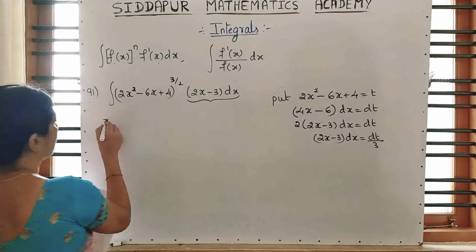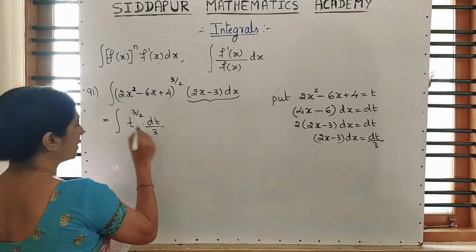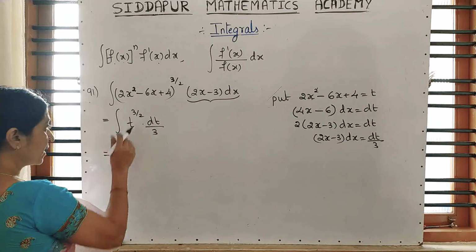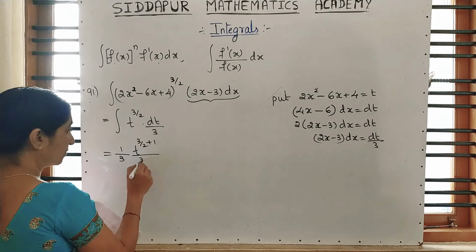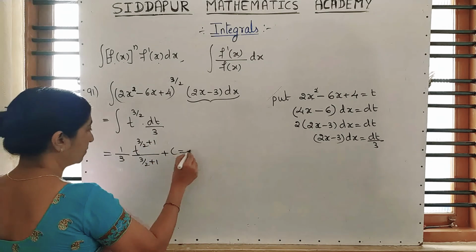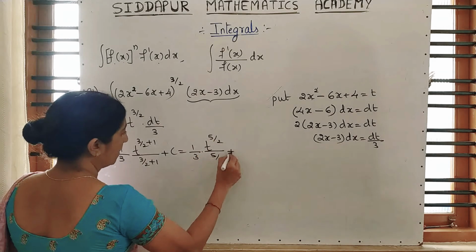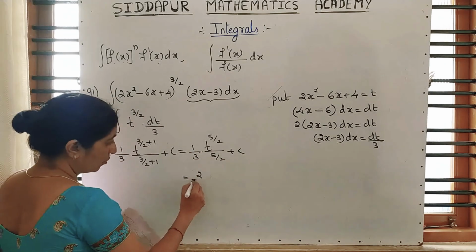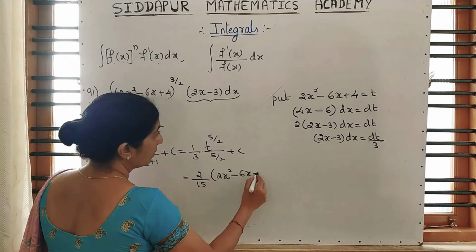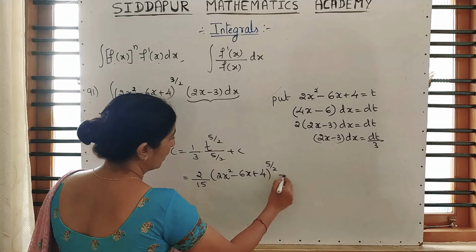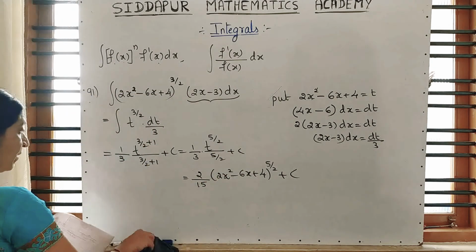So write down that. This is t raised to 3 by 2 into dt by 2. 1 by 2 constant, it is in the form of x raised to n. Five by 2 goes up, it is 2 by 5. The t value is 2x square minus 6x plus 4 raised to 5 by 2 plus c. See, is it very simple or what? Yes, all the sums are very simple.